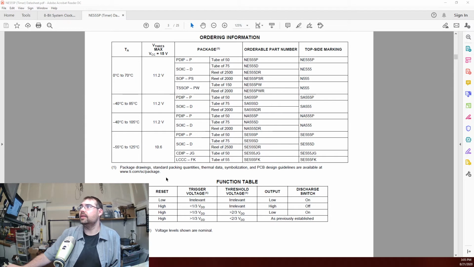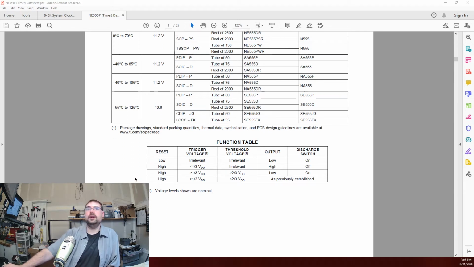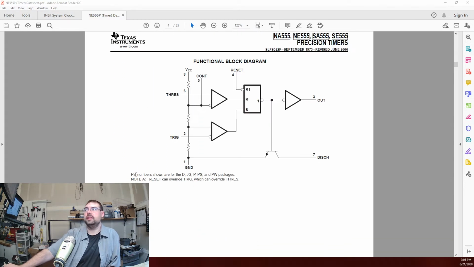Here's a function table. If reset's low, it doesn't really matter what the trigger does or what the threshold voltage is, the output's low. Reset resets it. You can see that. And if it goes high, what happens there? So the information in the data sheets is really helpful.